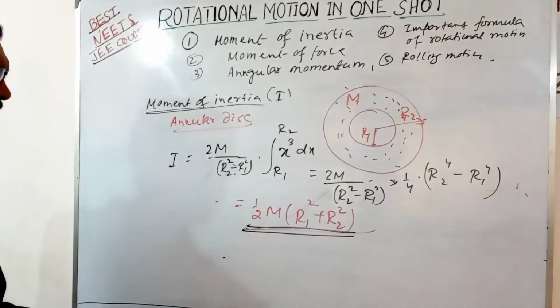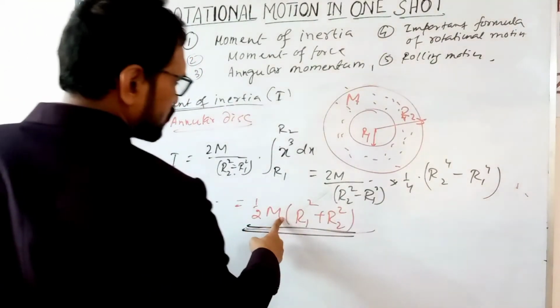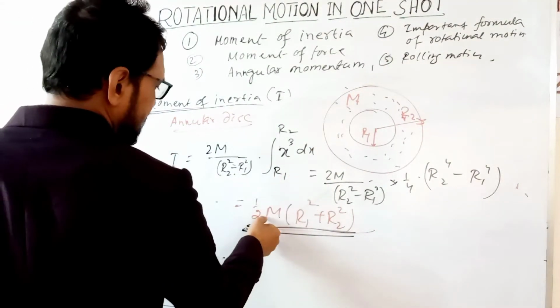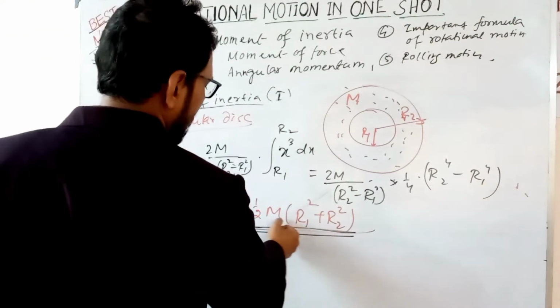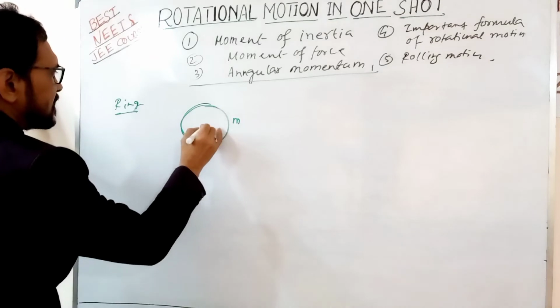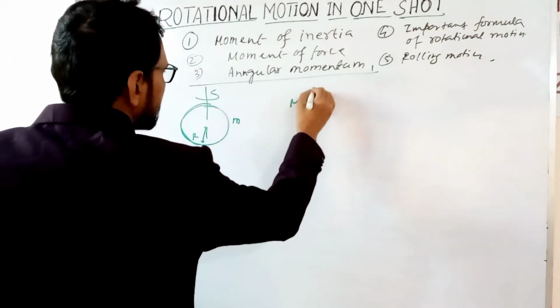Moment of inertia of the annular disk will be this, not half m r2 square minus r1 square. Students make the mistake of writing the result for the annular disk as half m r2 square minus r1 square. That is not right. It will be half m r1 square plus r2 square. Here the axis is this. For a ring, the moment of inertia will be m r square.